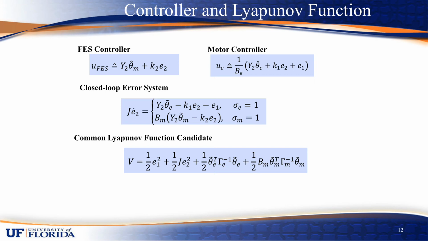Recall that the control objective is to achieve trajectory tracking and parameter estimation. Therefore, the trajectory tracking and parameter estimate errors are included in the Lyapunov function candidate to be able to show that these errors are bounded. The Lyapunov function can be bounded by the following bounds.